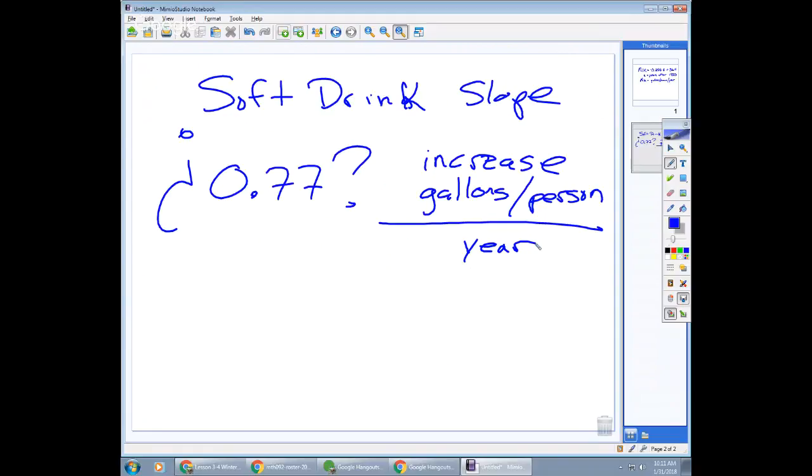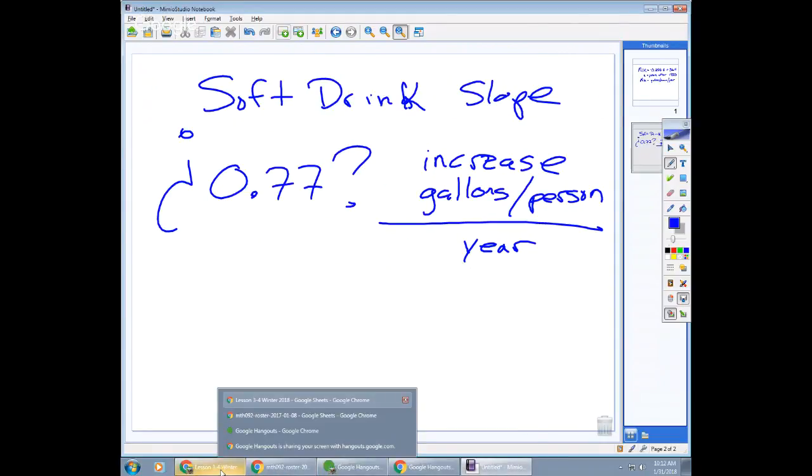So that says each person in the US was increasing their soft drink consumption by about 3/4 of a gallon per person per year. That's what that tells us, just based on the number that we calculated in 1950 and the number that was calculated in 2000. That's not a lot of data to go by, but it's a simple way to start. Okay, cool. Anybody have any questions about how to proceed here?